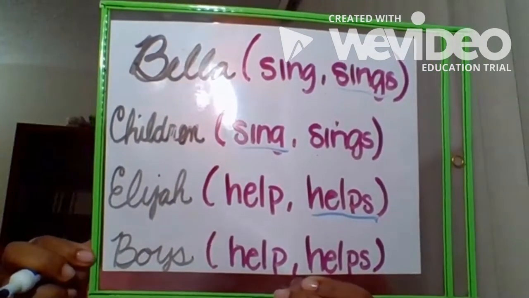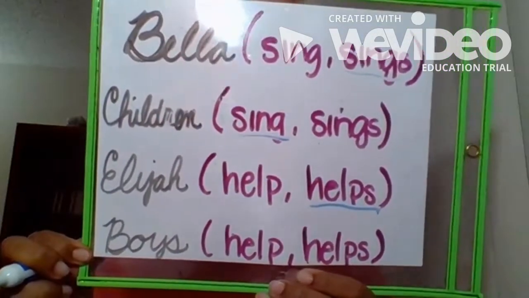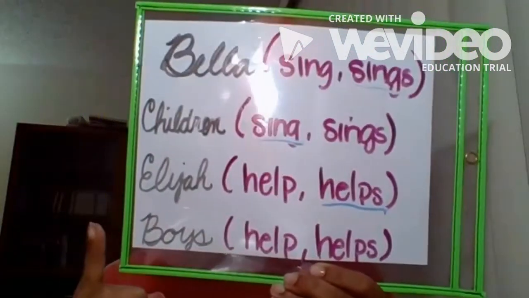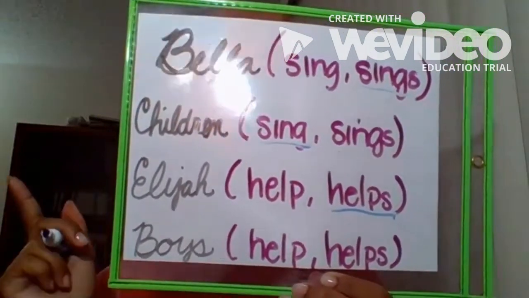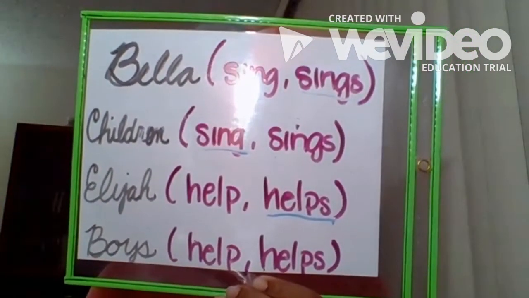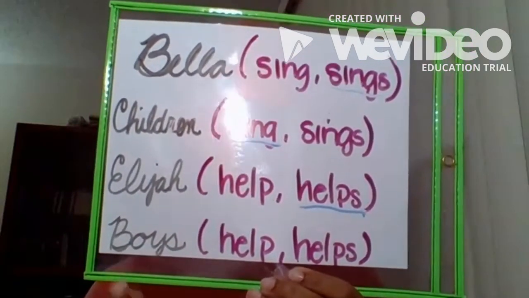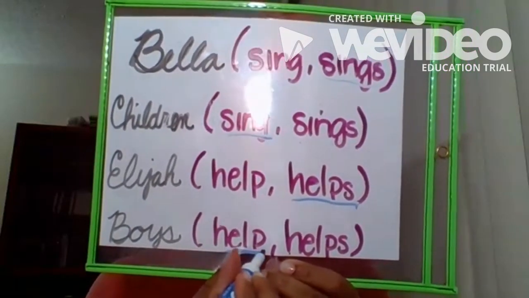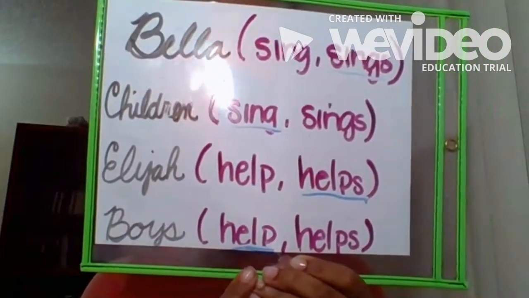If you look at the last subject here, boys is the subject, help is the verb. Remembering the agreement that we just learned, you ask yourself, is boys singular or plural? After you answer that question, which verb would you use? Help or helps? If you said boys help, you are correct because boys is plural. You would not need to add the S at the end of your present tense verb.